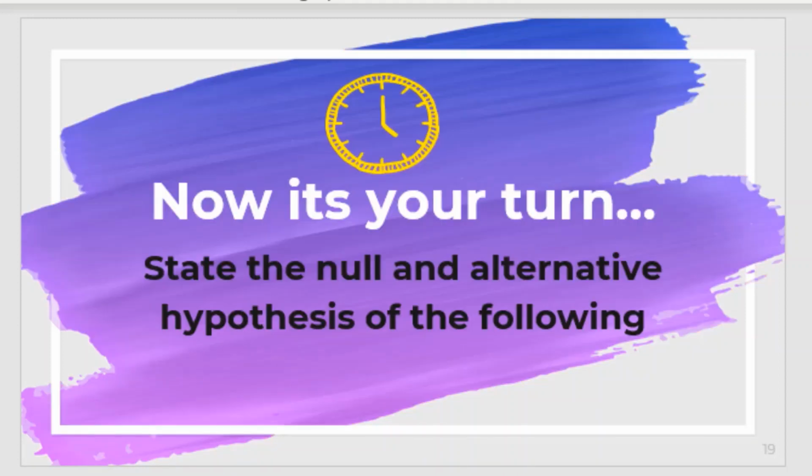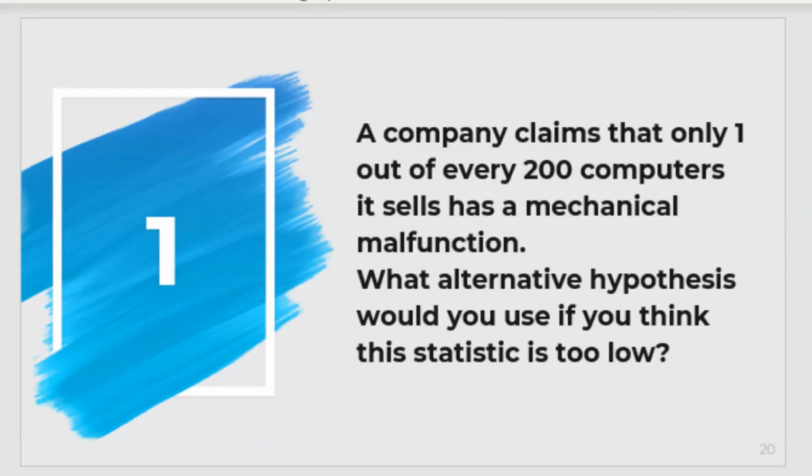And now it's your turn. So state null and alternative hypothesis of the following. So take a look at the following statements or the situations. The first one, a company claims that only 1 out of every 200 computers it sells has a mechanical malfunction. So what alternative hypothesis would you use if you think this statistic is too low?